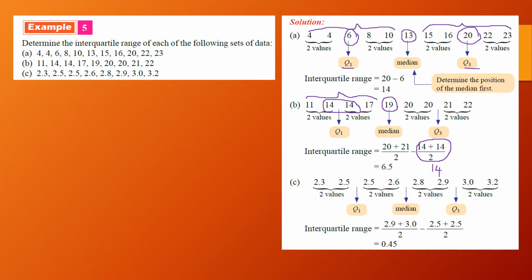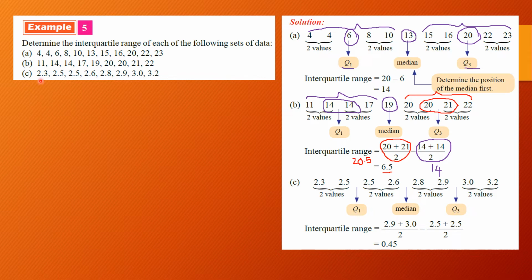Next, after the median is the third quartile. So the center values are 20 and 21. So to find the third quartile, it is 20 plus 21 divided by 2. So you will get 20.5. So interquartile range is third quartile minus first quartile. So third quartile 20.5 minus first quartile 14, that is 6.5.